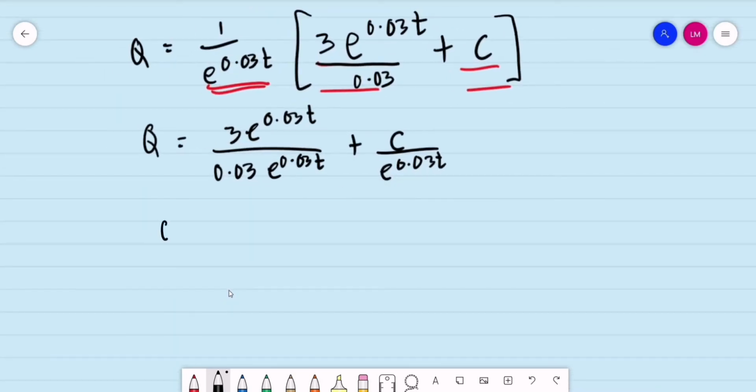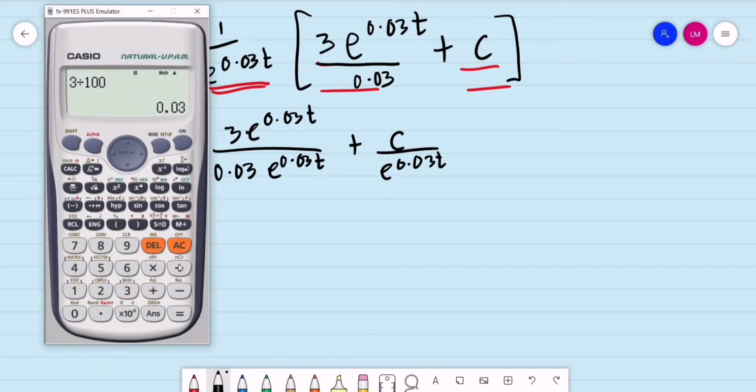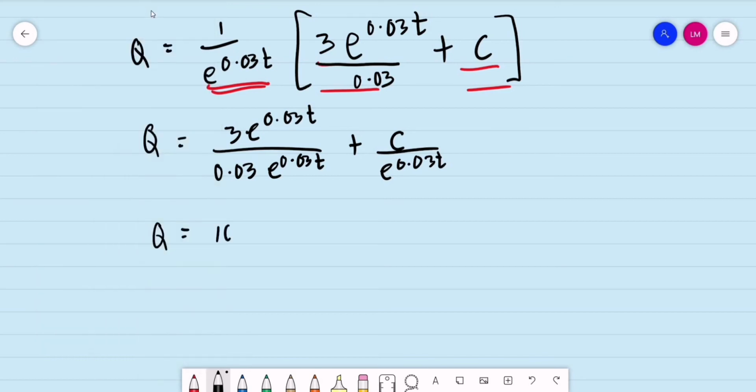So we have now the equivalent of q. So this is q. We may divide that. That is 3 divided by 0.03. That is 100. Then we may cancel this term, the e raised to 0.03.